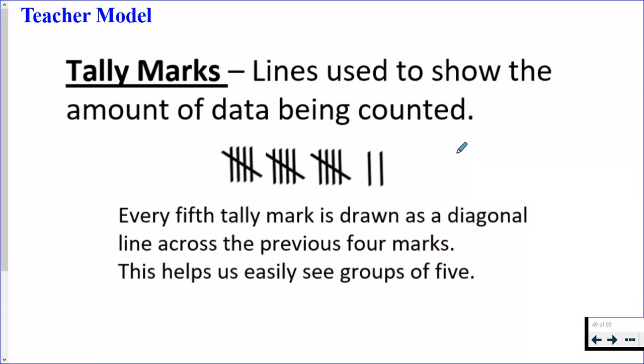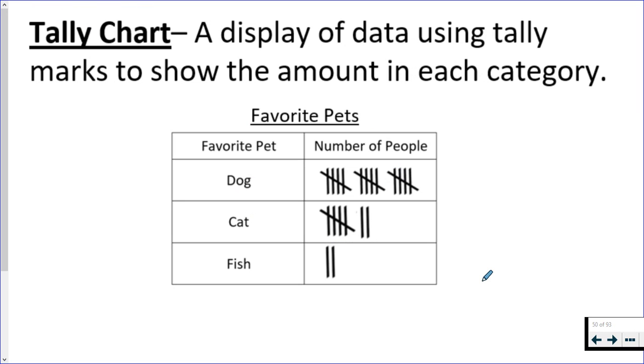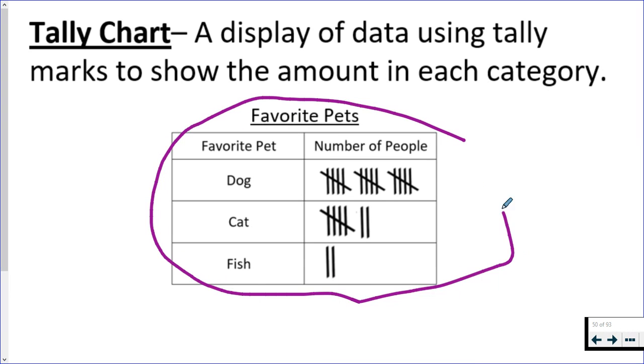Let's go ahead and look at what tally marks are. Tally marks are just lines used to show the amount of data being counted. Right here, it's showing you examples of what tally marks look like in case you're unfamiliar. Every 5th tally mark is drawn as a diagonal. So when you go 1, 2, 3, 4, you take the 5th one and you go across the line for the previous 4 marks. This helps us easily see groups of 5. A tally chart is a display of data using tally marks to show the amount in each category. So this whole thing is a tally chart.